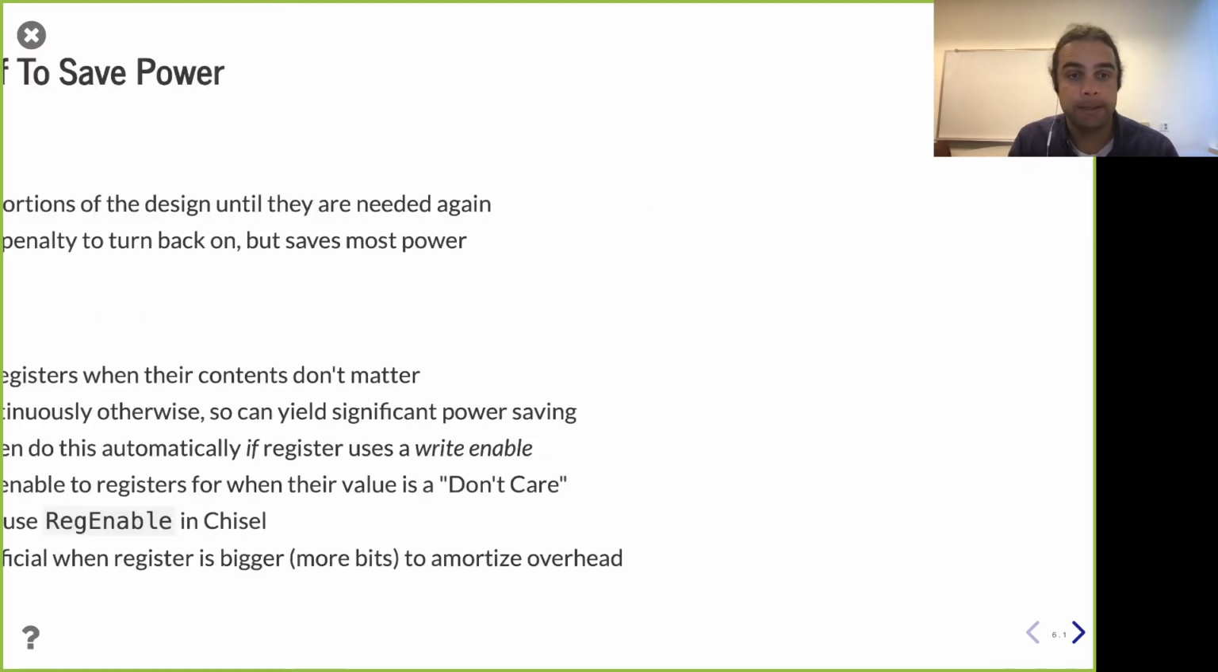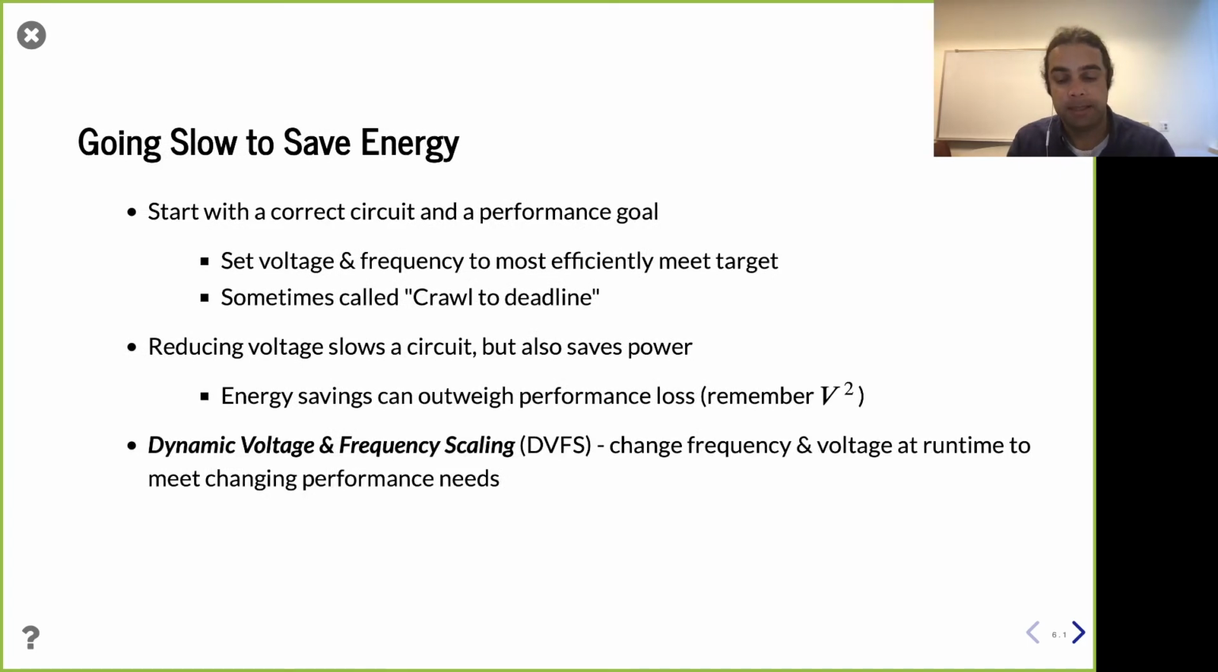Cool. Okay. So those are the design level things. Next we talk about more architecture level things, about how to save power and energy.